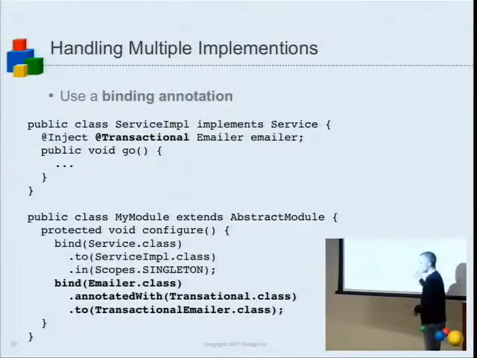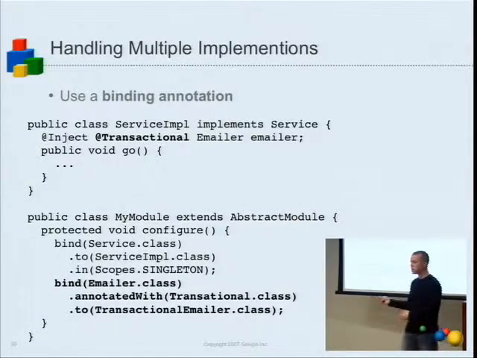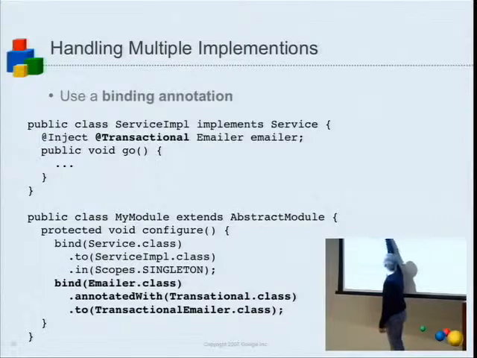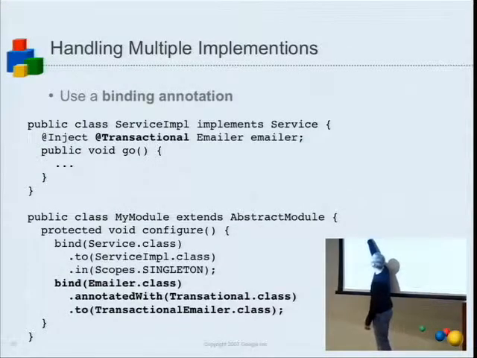This is one of the big innovations Guice does compared to Seam and some other frameworks. A lot of frameworks you might have seen rely on string tokens to identify dependencies. Guice uses this idea of binding annotations. And so in addition to saying @inject emailer, now we're going to say @inject @transactional emailer.